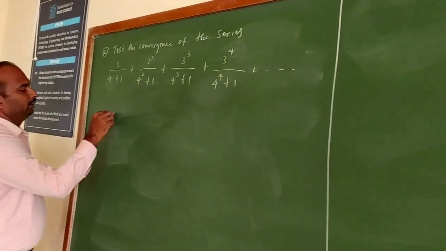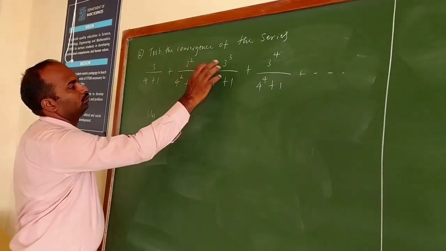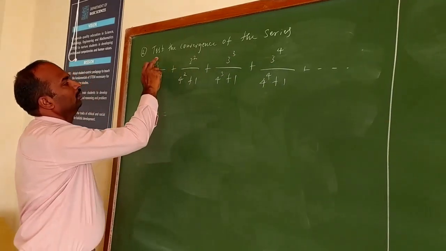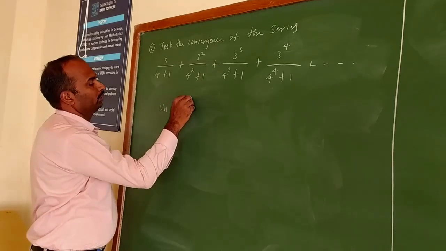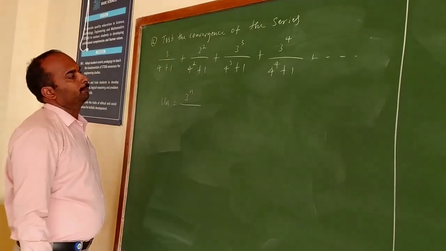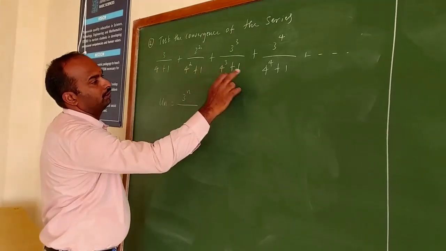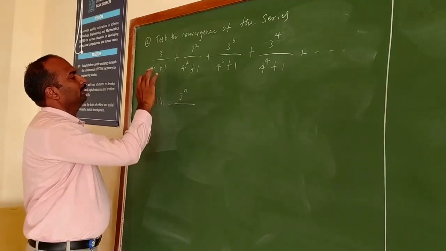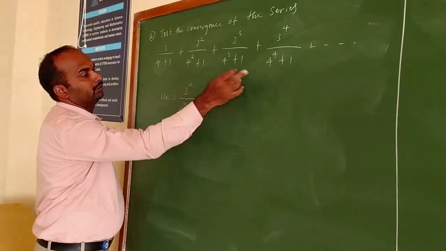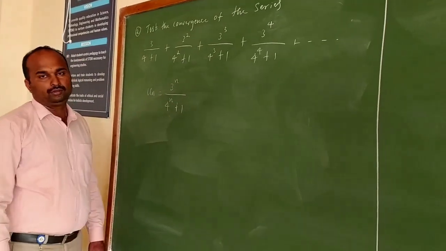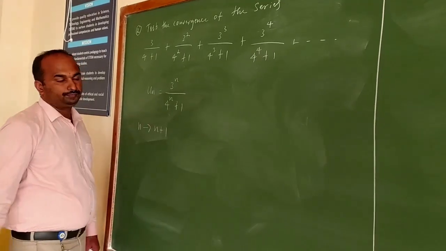Again, to find the nth term un, you see the numerator: it is 3 power 1, 3 power 2, 3 power 3, 3 power 4. That is, power is 1, 2, 3, 4. Base remains the same, so you can write this as 3 to the power of n. In the denominator, 4 power 1, 4 power 2, 4 power 3, 4 power 4. Means 4 remains same, only the power changes, so it is 4 to the power of n. And plus 1 is common in all the terms, so we will write 4 power n plus 1. So again change n to n plus 1.